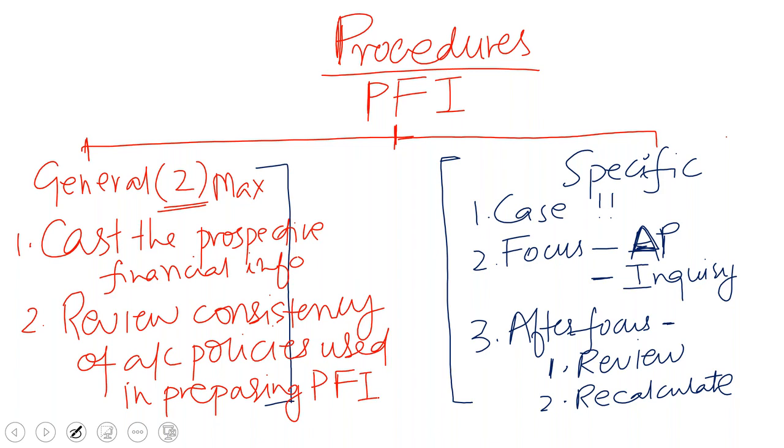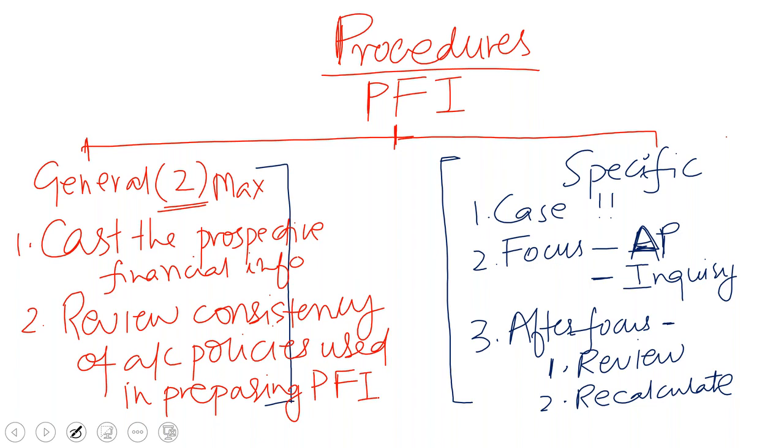It's just a simple concept that the auditor will ensure that whatever accounting policies were in the historical financial statement, the same has been carried forward. The retrospective effect and the prospective effect, that's all with the historical financial statement. We're dealing with prospective financial information.